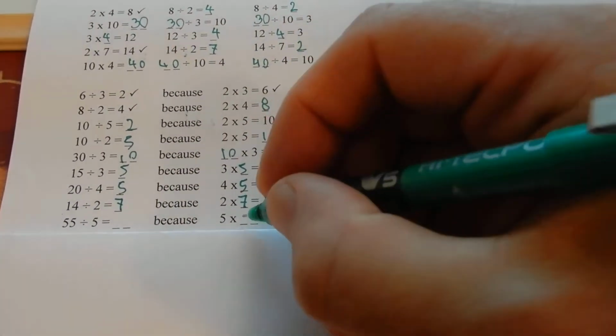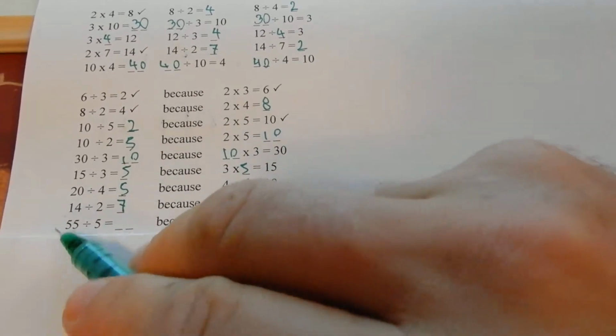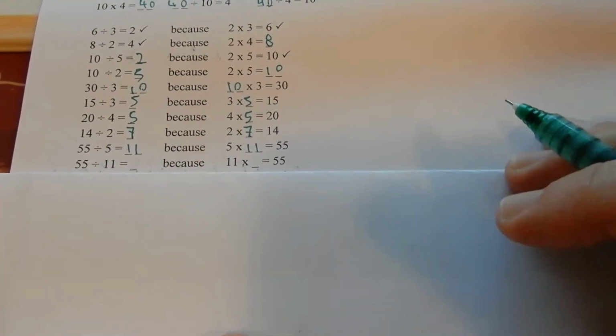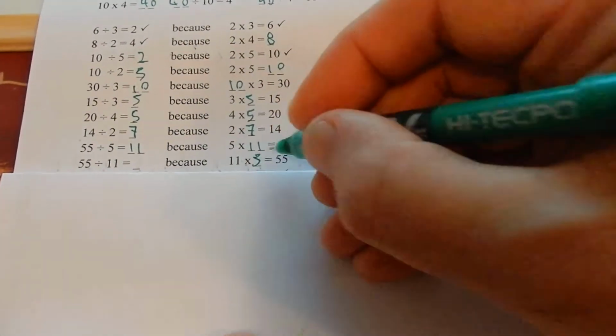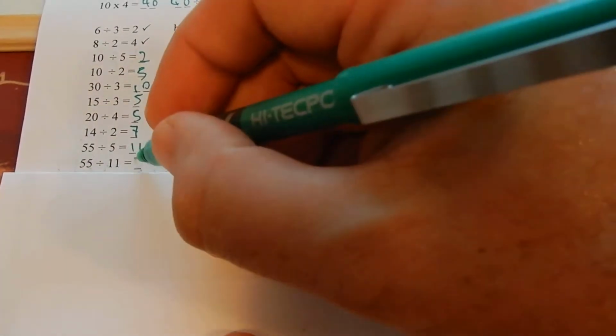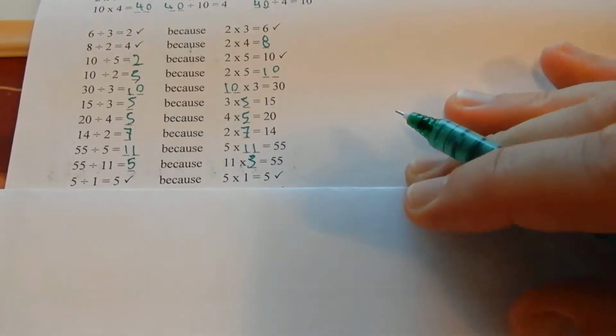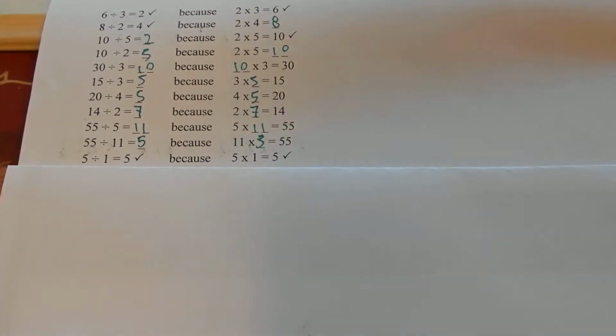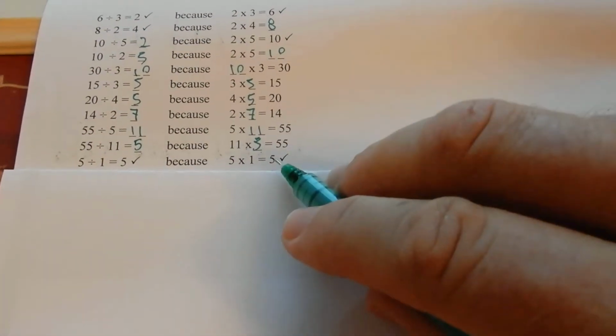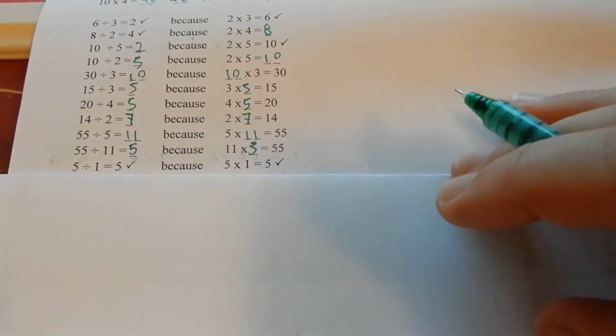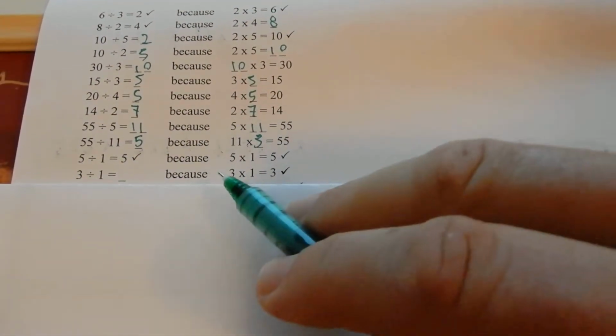Because 5 times 11 is 55, we know that 55 divided by 5 is 11. Because 11 times 5 is 55, we know that 55 divided by 11 is 5. Because that's a set. Because 5 times 1 equals 5, we know that 5 divided by 1 is 5. Yeah, that one's easy. Because 3 times 1 is 3, we know 3 divided by 1 is 3.